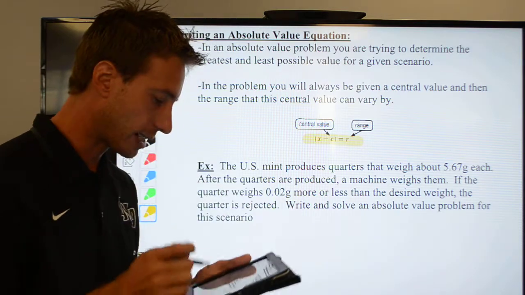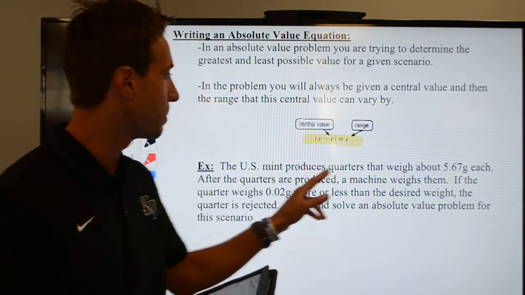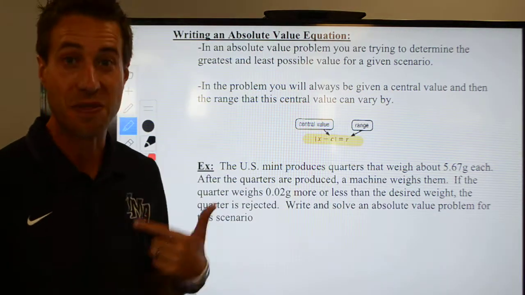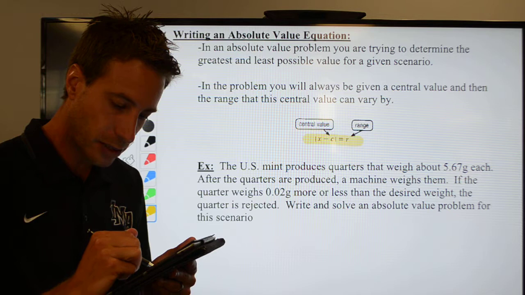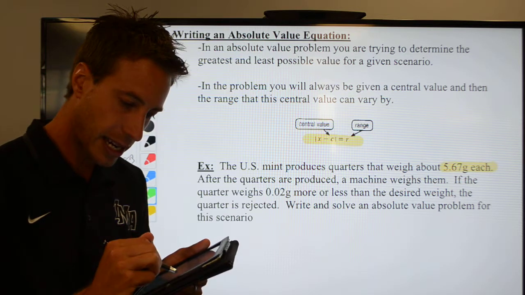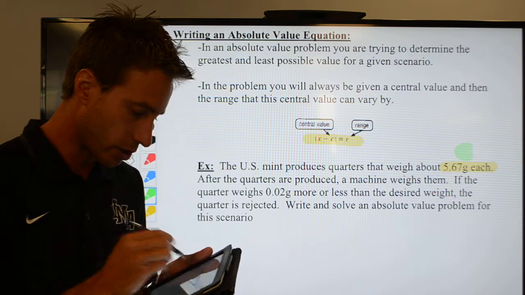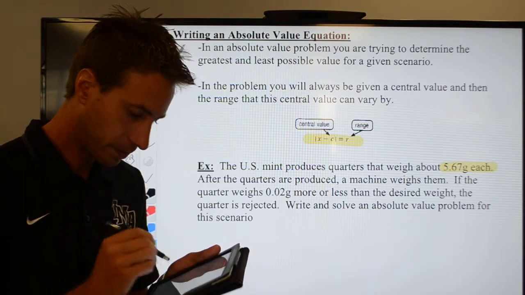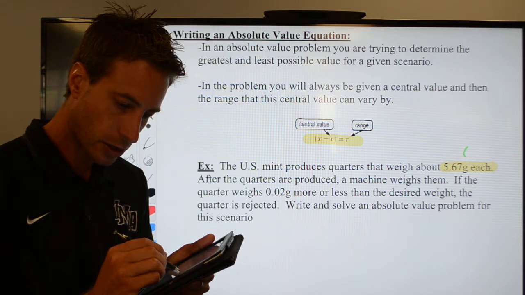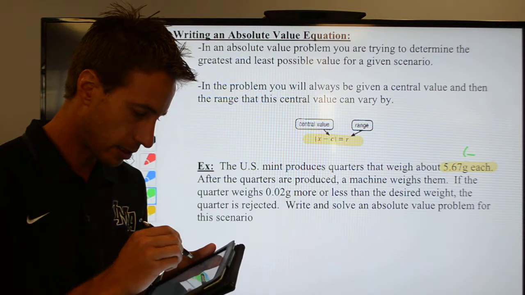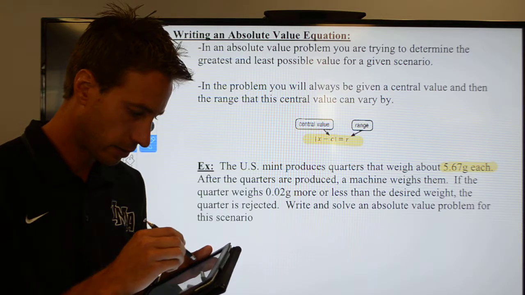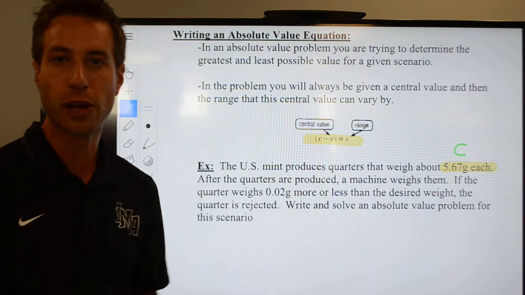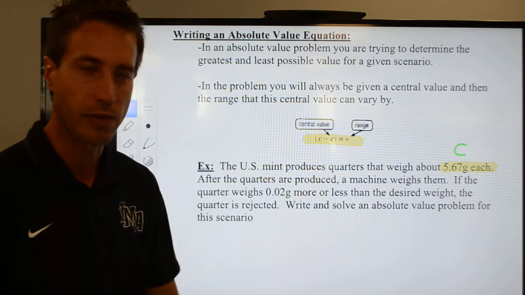By how much around that central value could you be above or below? So let's go ahead and take a look at this. What we see here is the U.S. Mint produces quarters that weigh about 5.67 grams. That sounds like a central value to me. Let's mark it as a C. We want our quarters to weigh 5.67 grams each.